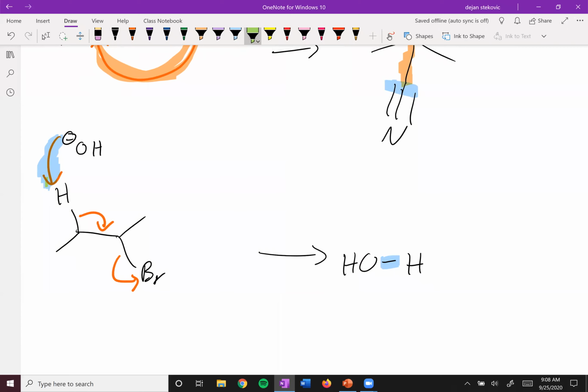And then we take a look at what's going on with this bond over here, right? So this bond is being transferred from this CH bond to this CC bond. Right, and so this CC bond is going to gain 2 electrons or gain another bond, and it's going to become a double bond.